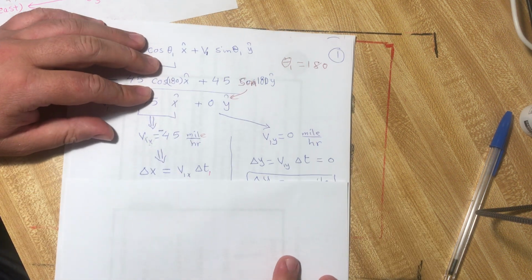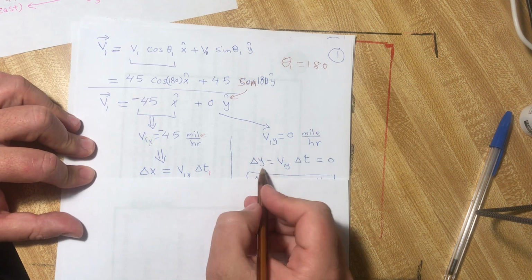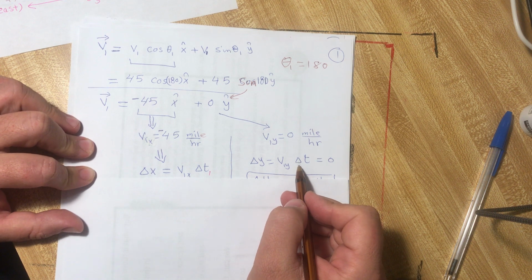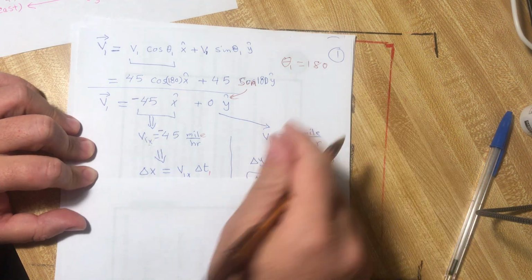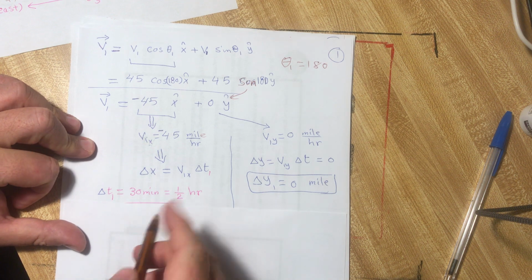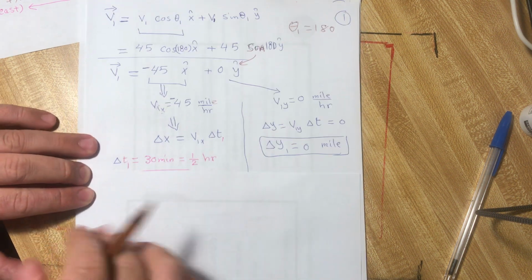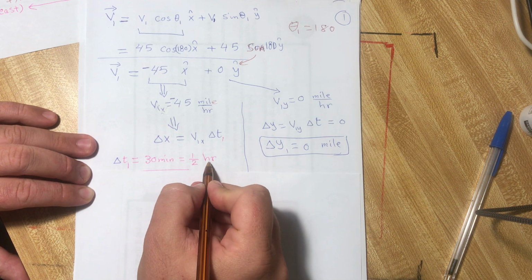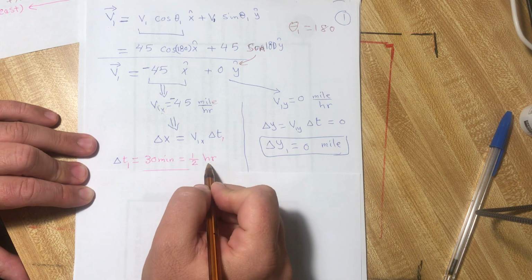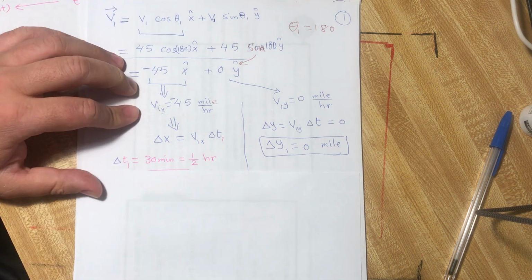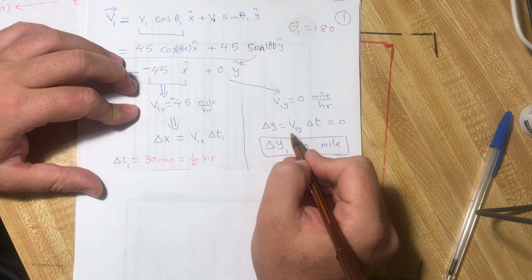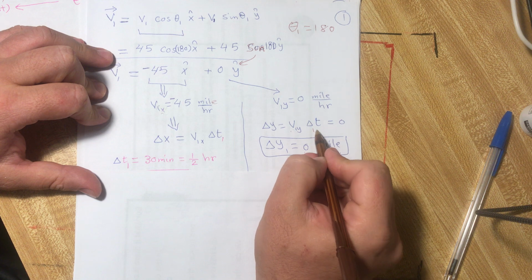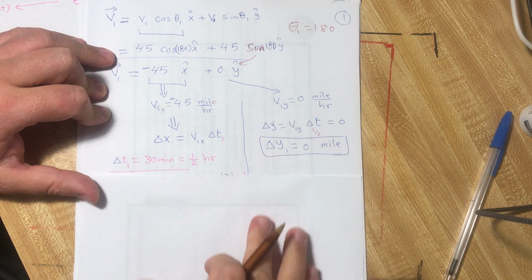Okay, I know that the displacement is equal to the velocity multiplied by the period of time. The time in the first stage is 30 minutes, which is half an hour. We know that, it's easy to convert. So the first velocity in the y direction is 0. If I multiply it by half an hour, it will be 0 miles.